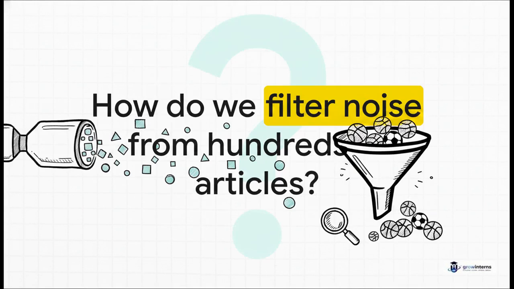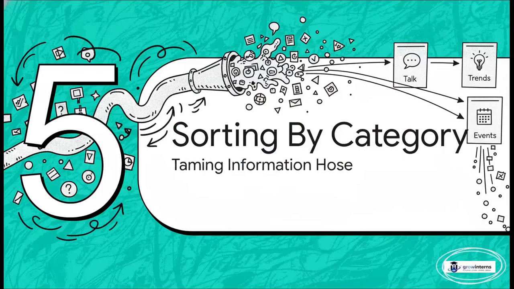Now, what's really interesting about this next slide is that it introduces a massive structural problem. Okay, so we've successfully fetched the data. Awesome. We have hundreds of articles flowing into our app. But how do we filter out the noise? Think about it. If a user only cares about sports, they definitely don't want to dig through 50 political articles just to find a baseball score, right? Section 5. Sorting by category.